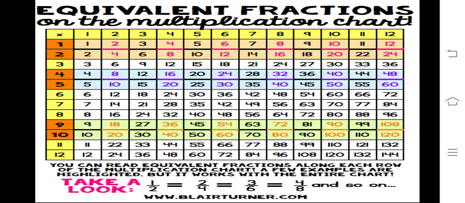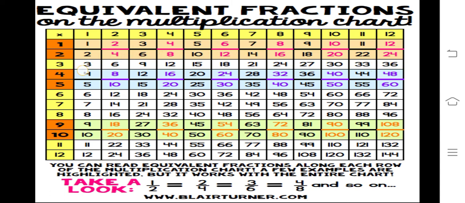For equivalent fractions on the multiplication chart, you can read equivalent fractions along each row. Same you will get, children. See, 1 1s are 1, 1 2s are 2, 1 3s are 3. See, this is the multiplication table. Now half, that is 1 by 2, is equal to 2 by 4, 4 by 8, 6 by 12, 8 by 16, 10 by 20, 12 by 24.